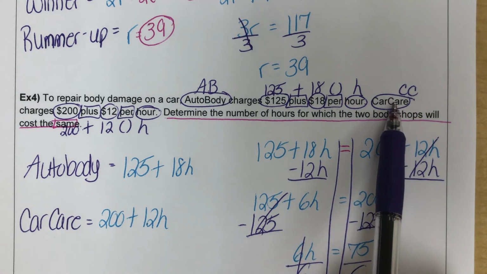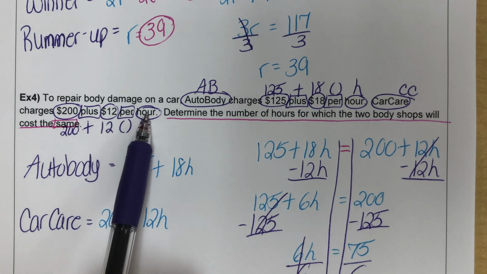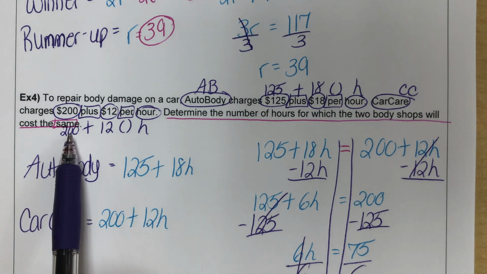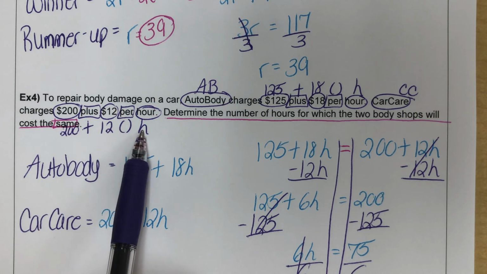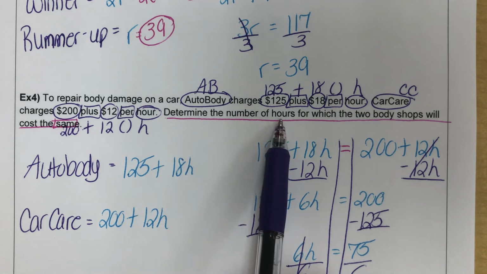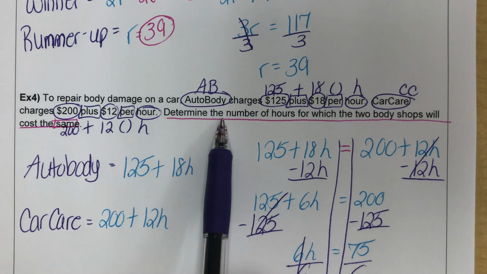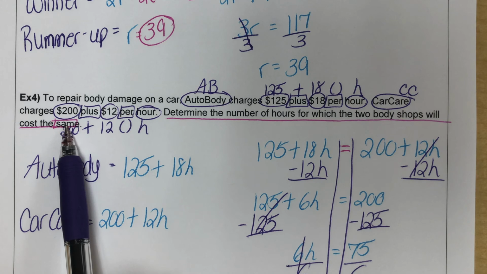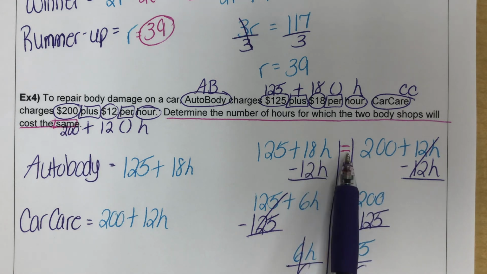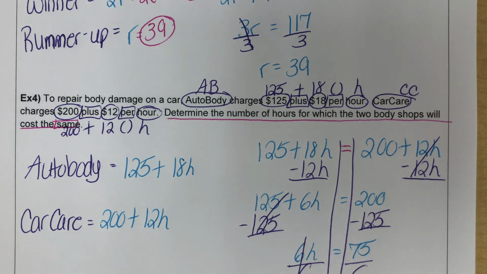Then I continue reading. It says the car care shop charges $200 plus $12 per hour. I changed that over to be 200 plus 12 times H. Again, this is the expression I got for car care. And then the question I want to underline says determine the number of hours where the 2 body shops will cost the same. So in the question itself, I have another keyword, same. If I want the auto body shops to be the same, that means I want them to equal each other. And this is how I'm creating the equation that I'm going to use to now solve for H.